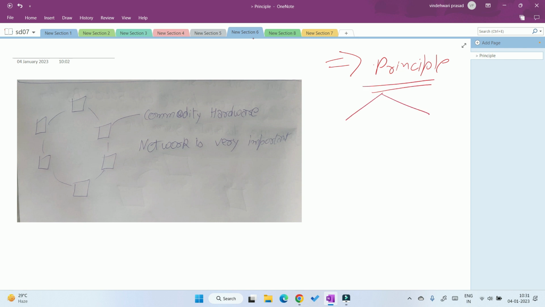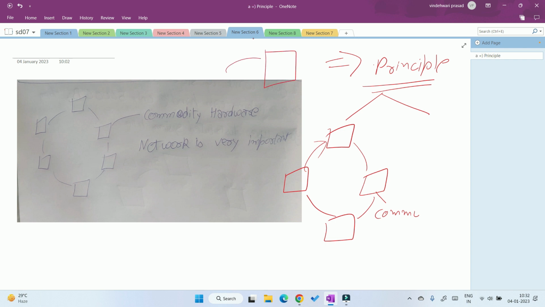First one is that all the machines used here are commodity machines. What does it mean? They are economical machines. When you are using a single machine, you purchase a high-end machine. But if you are using a distributed system, you can use commodity machines, because each machine will have very little data or very little calculation to do. So commodity machines can be used here. First principle is commodity machines.